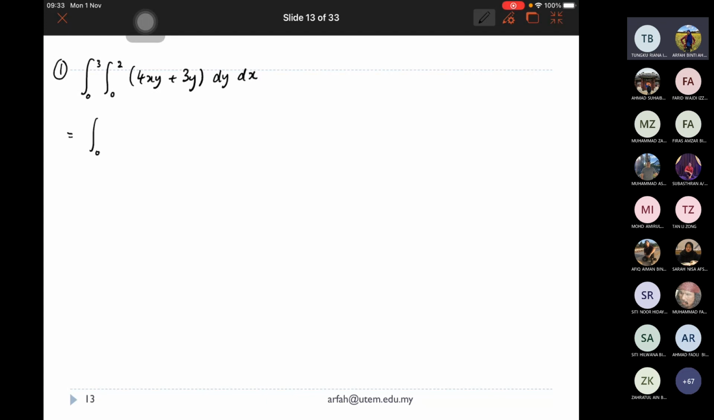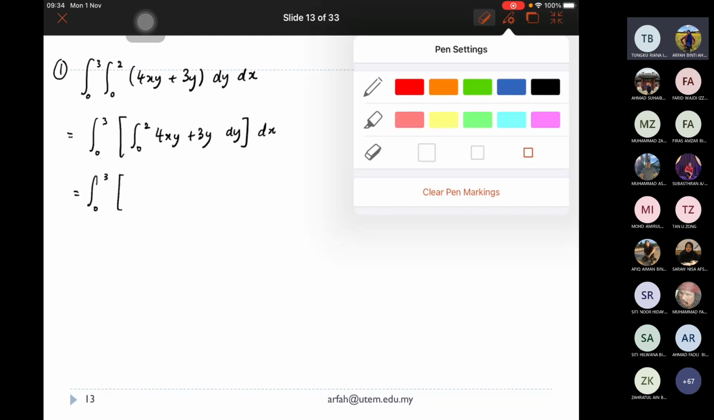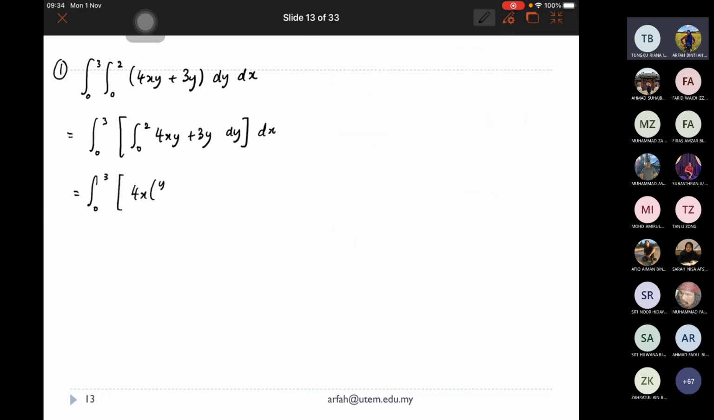Okay. Sama dengan integrate daripada 0 ke 3, integration 0 ke 2, 4xy tambah 3y dy then dx. So, integrate terhadap y dahulu. Integration from 0 to 3. And then awak akan dapat 4x. Okay. You are going to have 4x y kuasa 2 per 2 tambah 3y kuasa 2 per 2, 0 up until to dx.